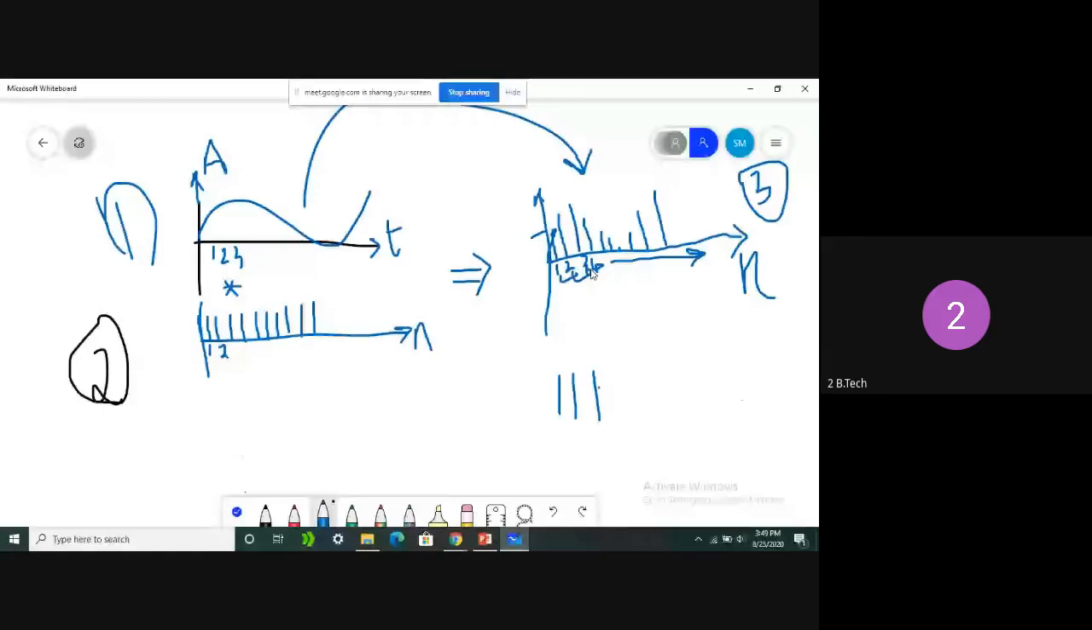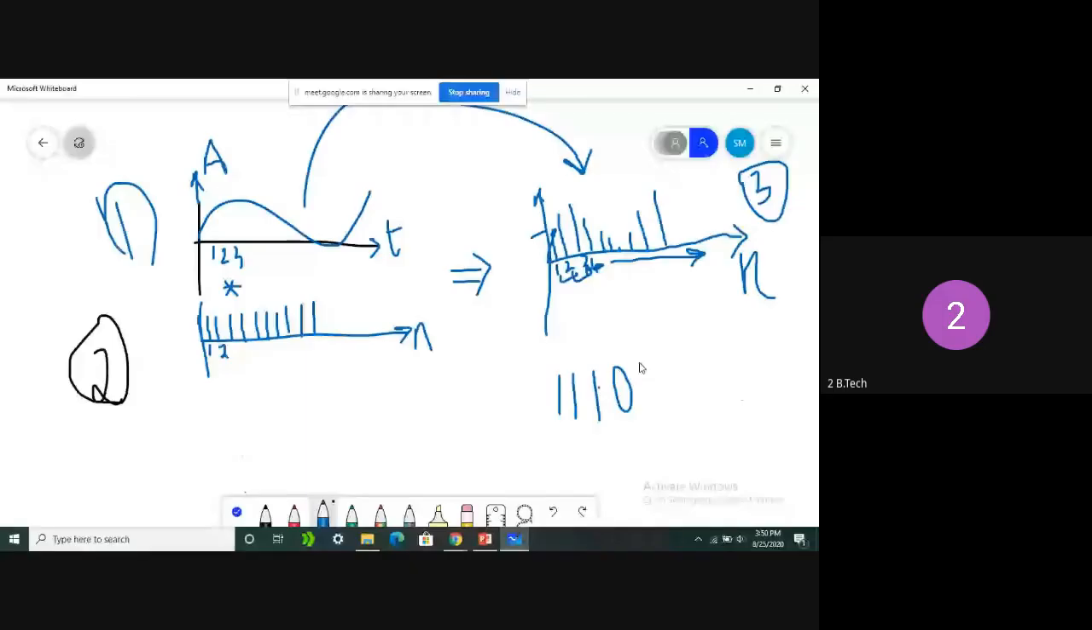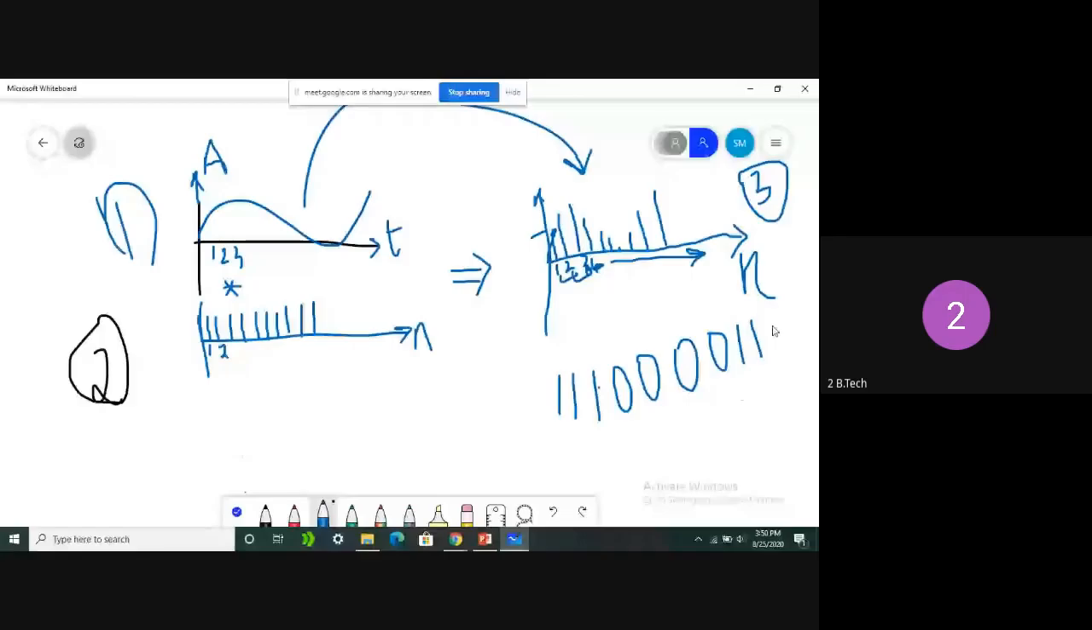0 will be there. Again decrement is there, 0 will be there. Again decrement is there, 0 will be there. Again increment is there, 1 will be there. Again increment is there, 1 will be there. Again increment is there, 1 will be there. So this is the way how to represent ones and zeros.